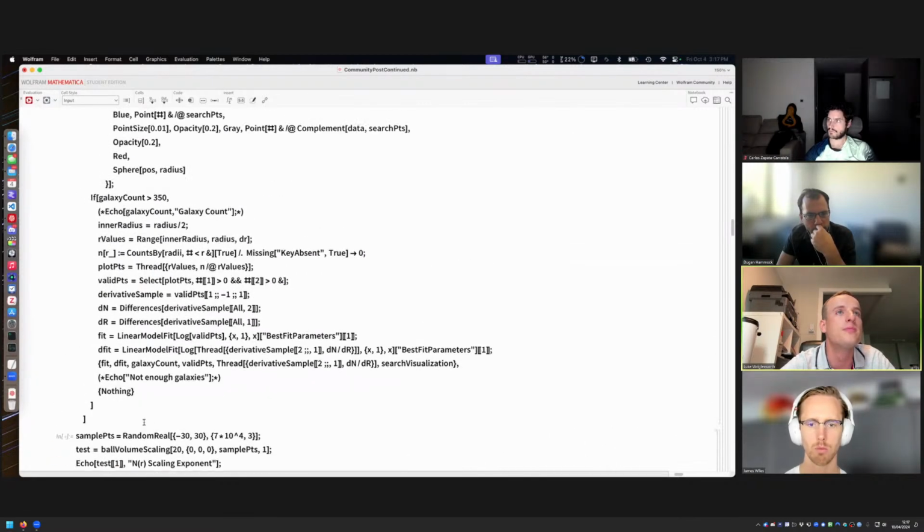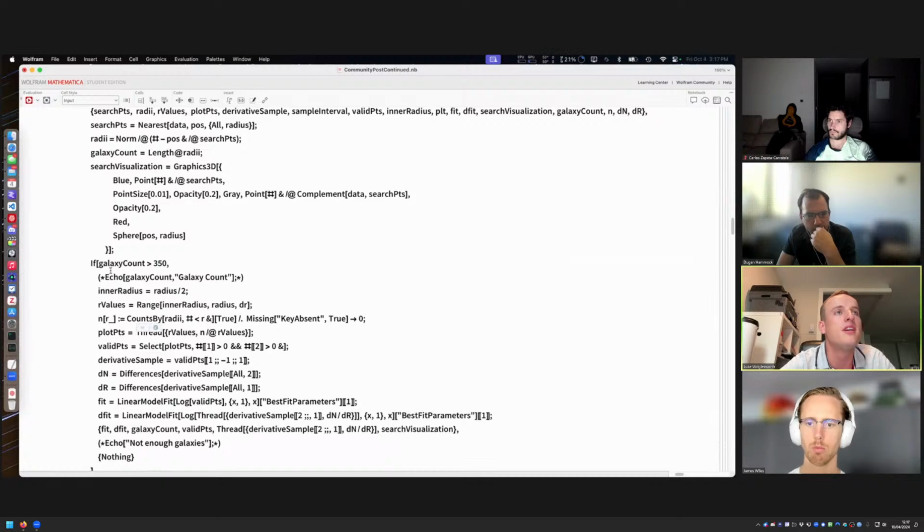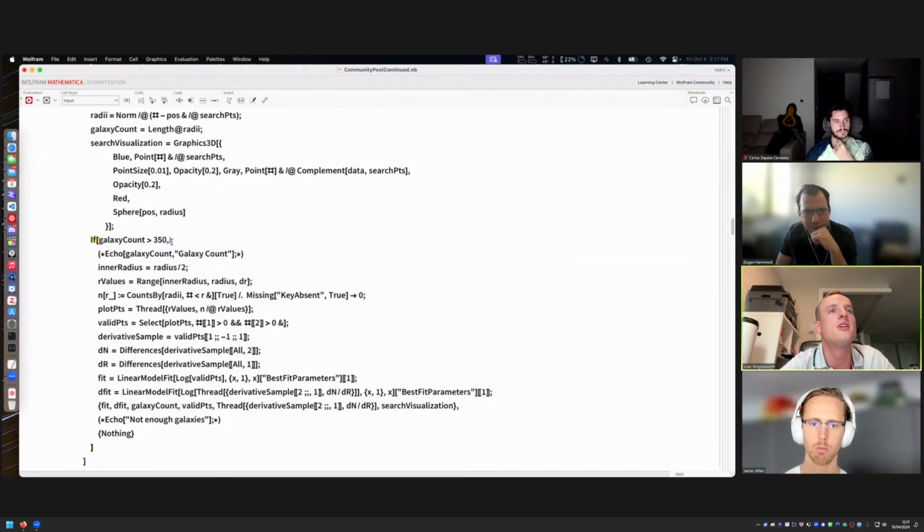I also have a minimum galaxy count here because I found, just through trial and error, I needed at least like 300 galaxies to get it to fit a line to the function. Otherwise, I was getting tons of errors, and it wasn't good. So that's what this is for.